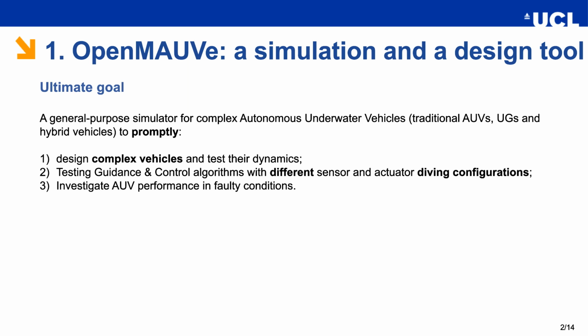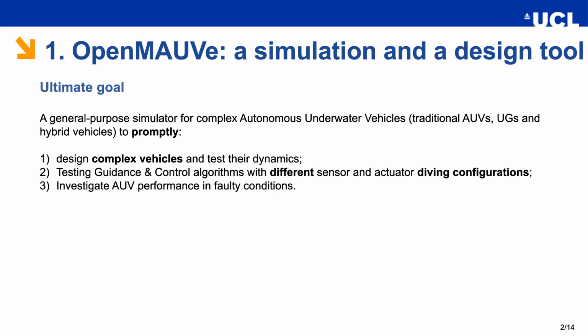The key unique feature of OpenMAUVe is that this simulator aims at promptly, or in other terms simply, streamline the design of complex vehicles, test their dynamics, and finally evaluate their performance. If you already have a physical vehicle, you can simulate its dynamics with OpenMAUVe, or if you are designing a vehicle, you can test how the vehicle behaves with different physical components, such as with different actuators.